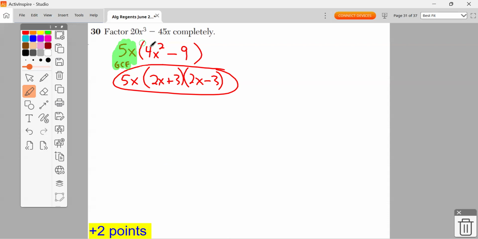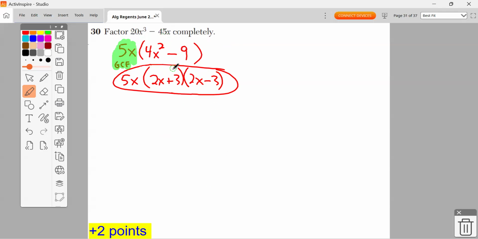5 times what now? If we were to do the distributive property, 5 times what gives me 20? Well, 5 times 4. X to the first, x to the second. We add our exponents to be x to the third. 5 times what gives me negative 45? Well, 5 times negative 9 is negative 45. X to the first is x to the first.